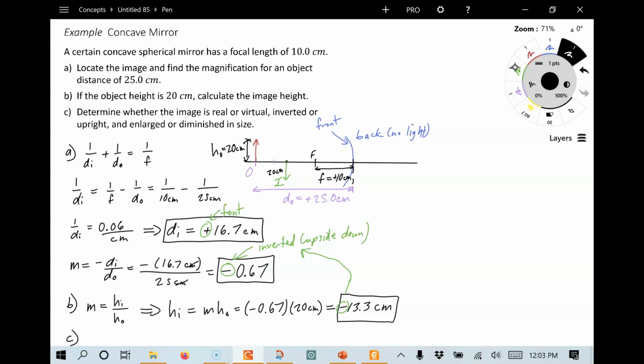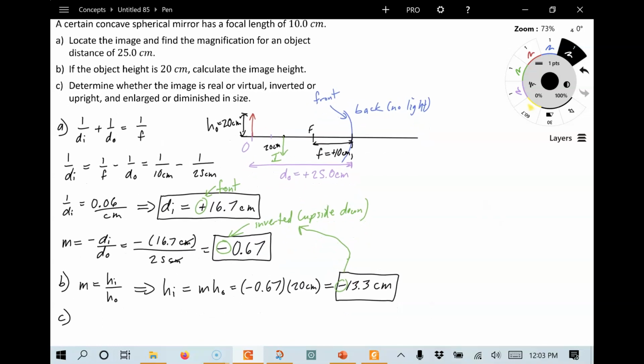All right, so to answer these questions for part C, determine whether the image is real or virtual. Well, it is on the front side, and that means that there is actually real light forming there. So the light will actually go from the object, reflect off the mirror, and pass through the image. And so this is going to be real.